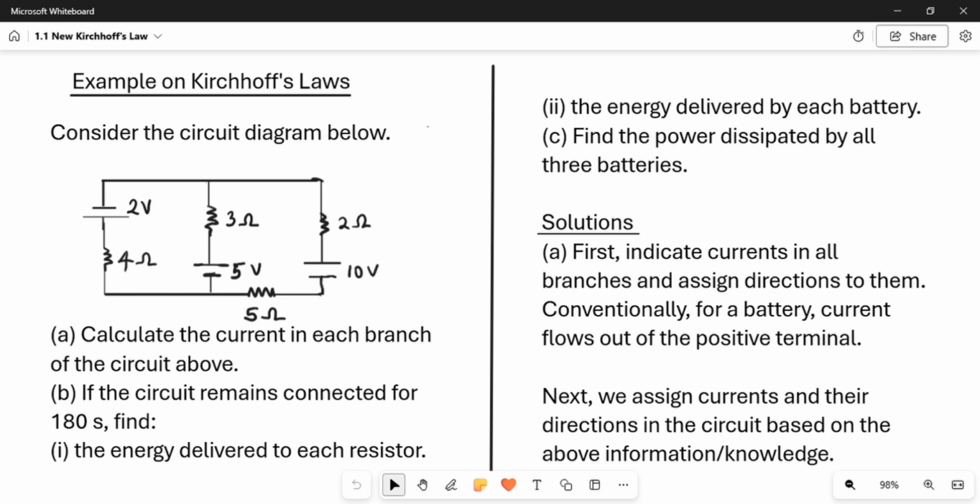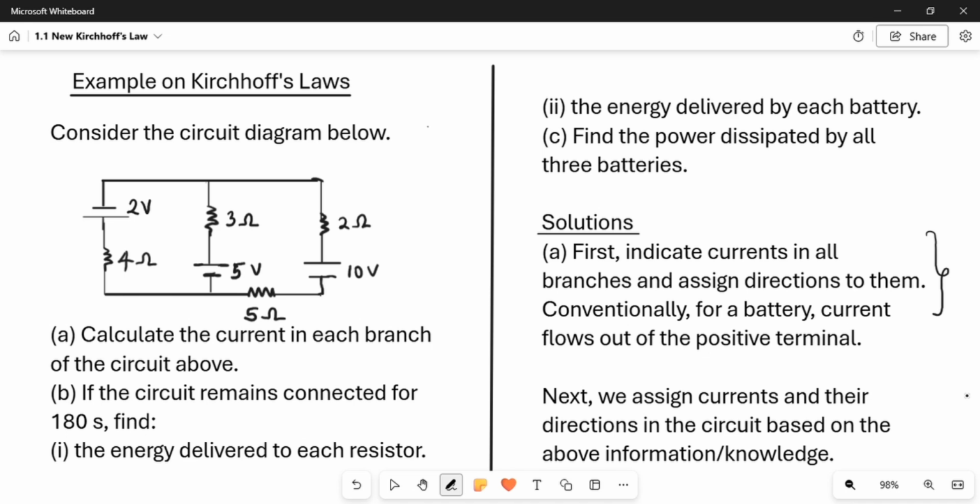First of all, we have three branches. This is one branch here. We have a second branch, the middle branch, and the third branch. So what we are actually looking for now is the current in each of the branches. That is the current flowing through this 2 volt and 4 ohm resistor, the 3 ohm resistor and the 5 volt battery, the 2 ohm resistor and the 10 volt battery. The same current that flows through the 2 ohm resistor is the same current that is flowing through this 5 ohm resistor. So the first thing to do is we first of all indicate the current in all the branches.